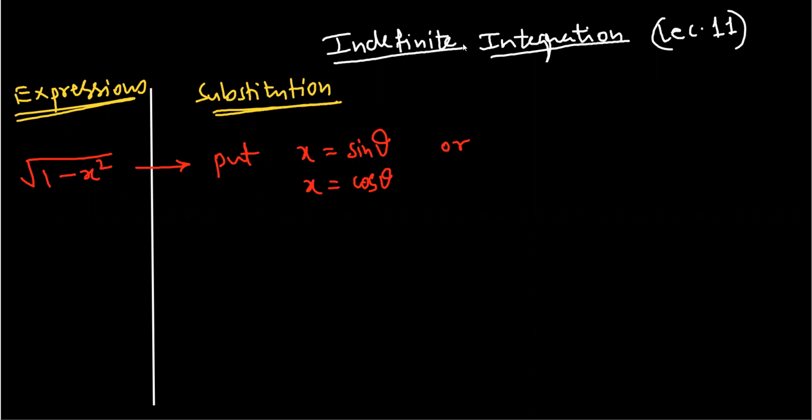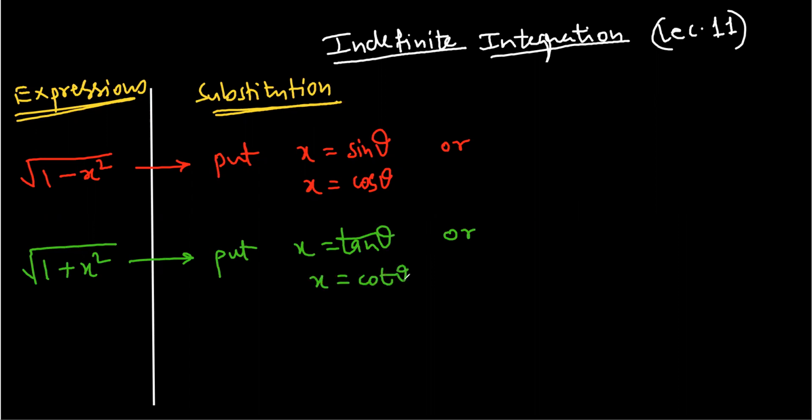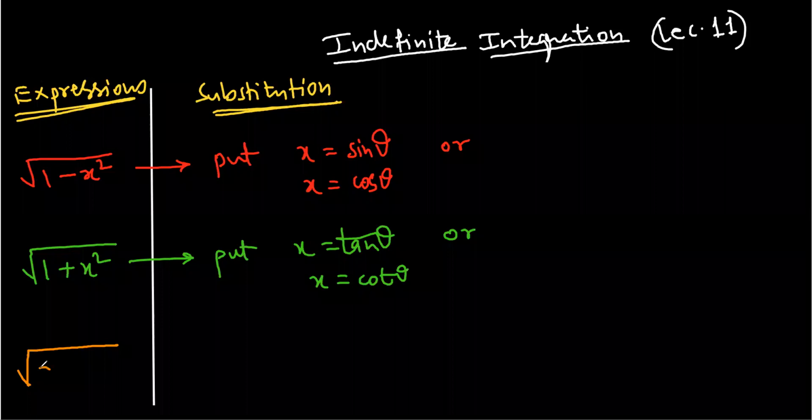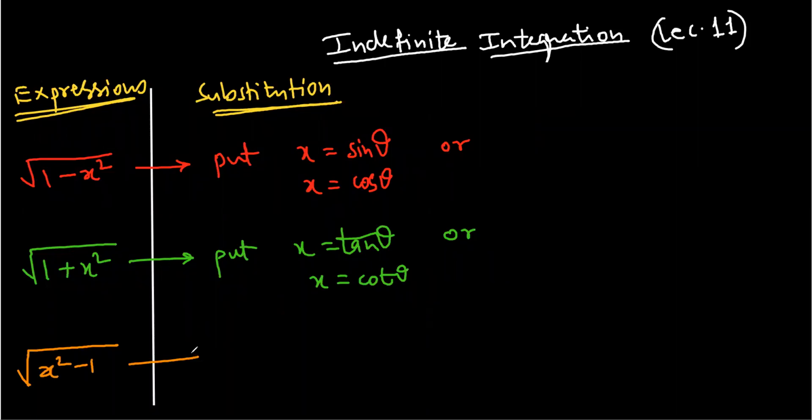They definitely work in some other cases. If you have 1 plus x square, then you put x equals tan theta, or x equals cot theta, because now these two substitutions will help me get the formula, and then the square root will be removed. The main aim of using the substitution is to make the expression easier and remove the square root. And then we had x square minus 1, where we put x equals sec theta or x equals cosec theta.